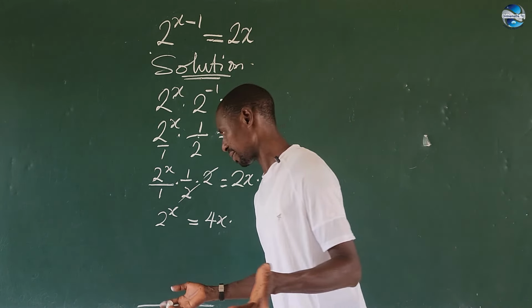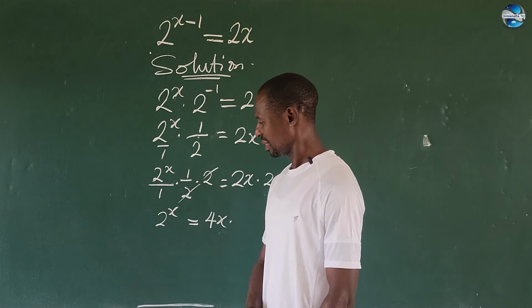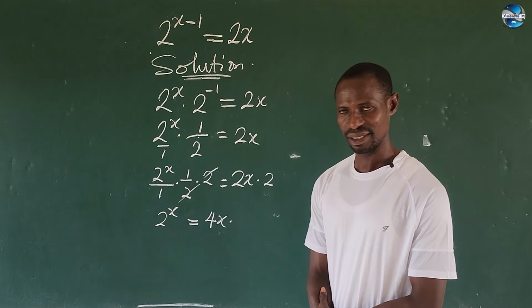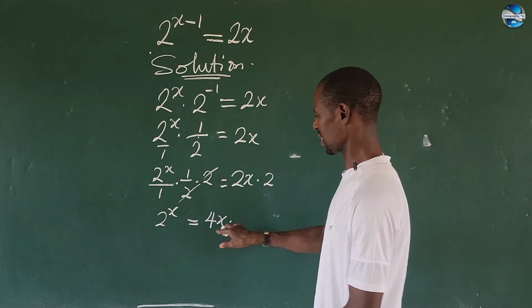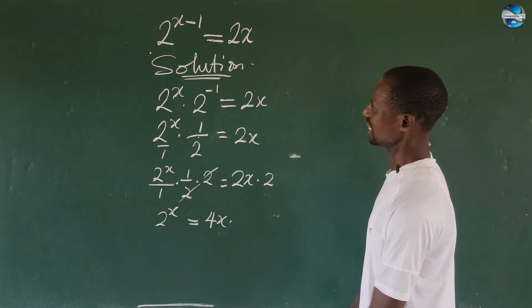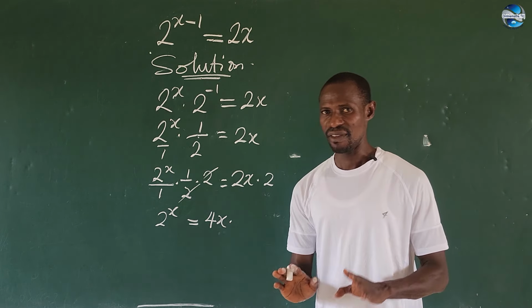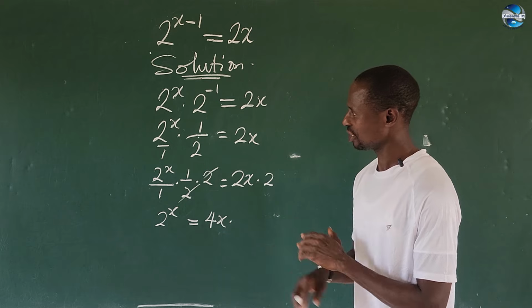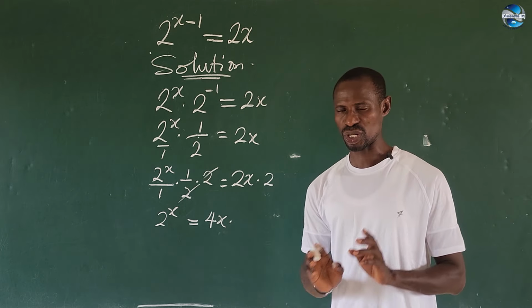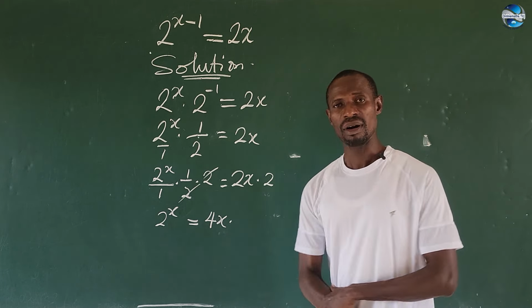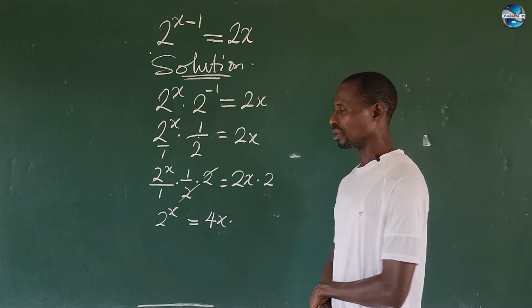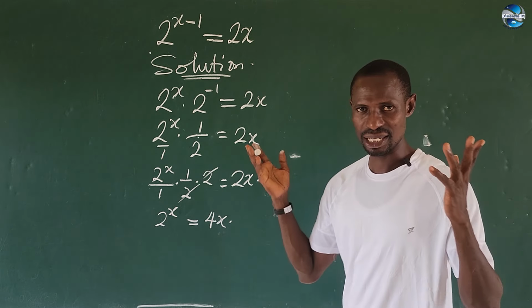By inspection, if I put in 4 here, this will give me 16. 2 to the power of 4 is 16, and 4 times 4 is 16. So 4 is the answer. But again, if it is a common entrance exam where you have to show your solving, how to get your x to be 4, how do you do that? That is the essence of this video.